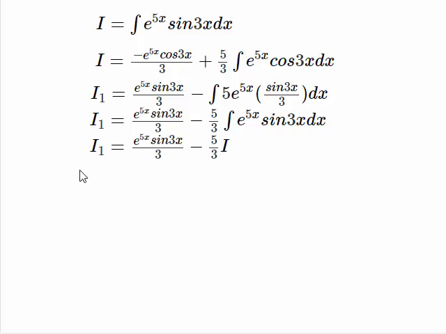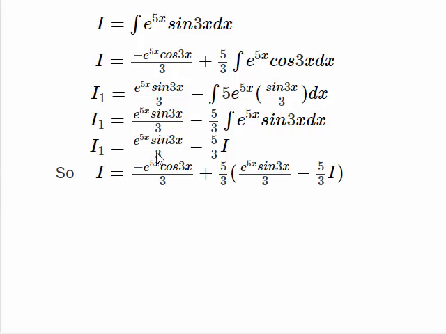So now what we want to do is to substitute I1 into here. So I is equal to minus e to the 5x cos 3x over 3 plus 5/3 brackets e to the 5x sine 3x over 3 minus 5 over 3 I. So now I'm going to take this part onto the left hand side, but I've got 5 over 3 here and 5 over 3 here, and this is minus. So when that goes onto this side, it's going to become plus 25 over 9 times I.